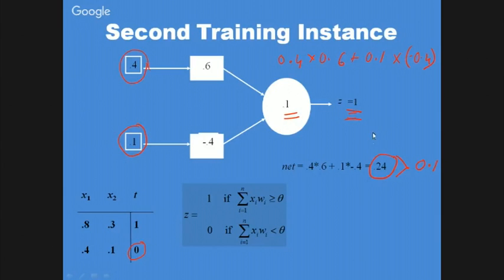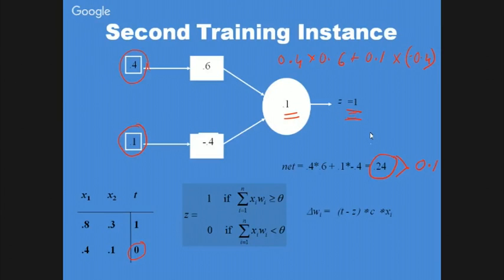Now what will be the weight adjustment? The Perceptron algorithm, Rosenblatt says, the weight update rule is delta W equal to (T minus Z) into C into Xi.